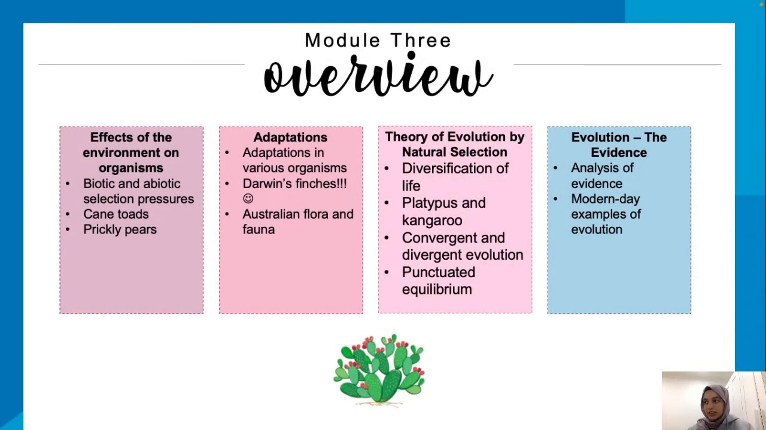So now that we're officially done with Module 2, an overview, we'll now move on to Module 3. In Module 3, we'll be covering quite a bit. So we'll be going through effects of the environment on the organism, adaptations, the theory of evolution by natural selection, and evolution, the evidence.